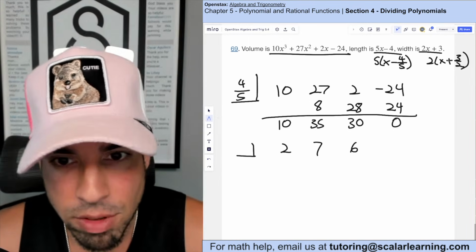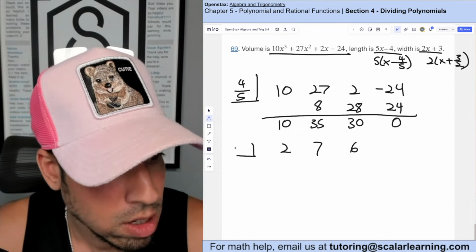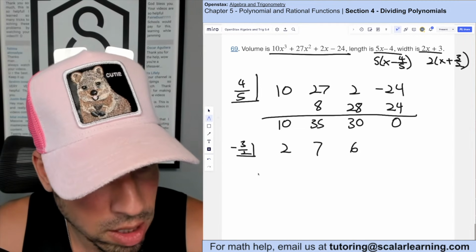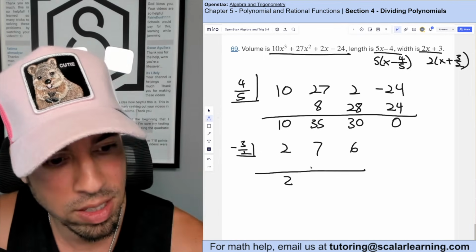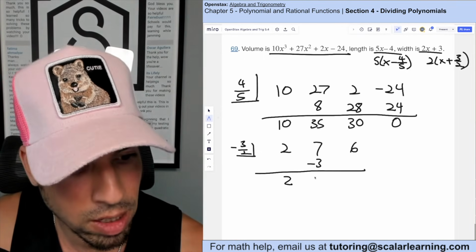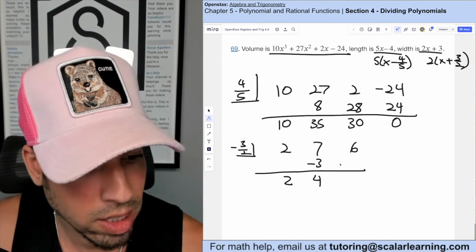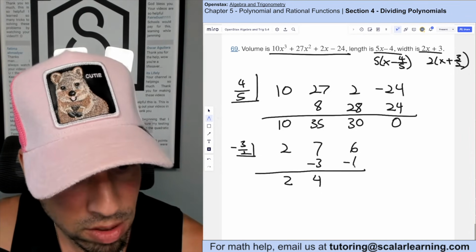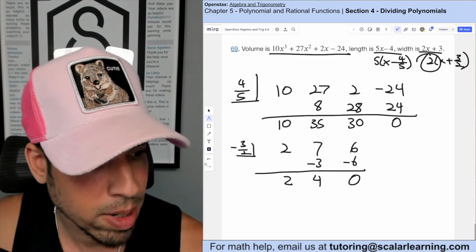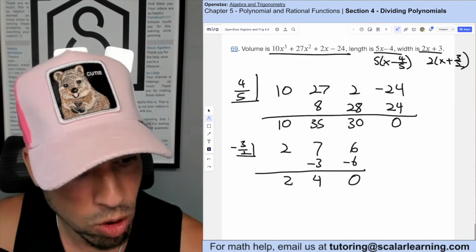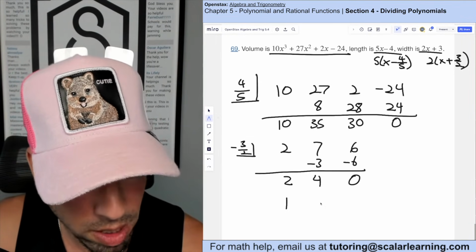And via synthetic division, we take the opposite of this, which is negative 3/2, and let's run it. So drop the 2. 2 times negative 3/2 is negative 3. 7 plus negative 3 is 4. 4 times negative 3/2 is negative 6, and that's what we want, a remainder of 0. And again, we have to divide by 2 because we factored that out. So 2 divided by 2 is 1. 4 divided by 2 is 2.